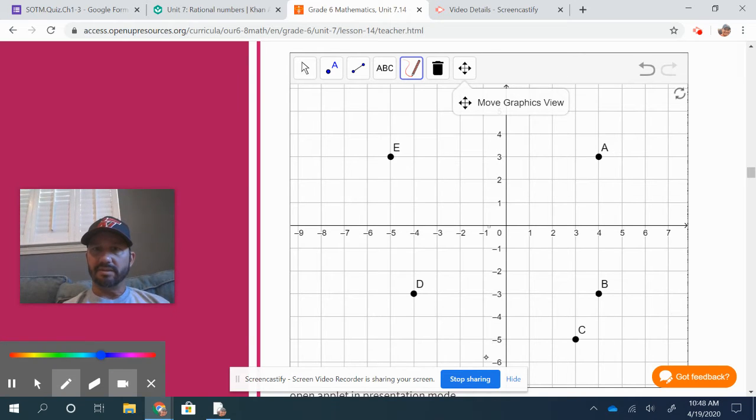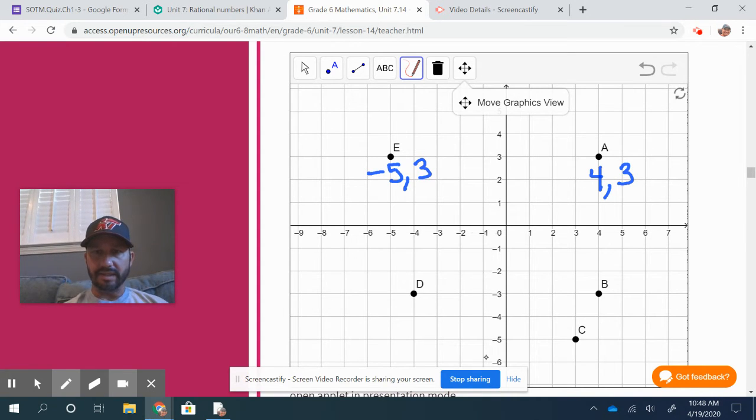This might be easier. So to get to E is where I'm going to start, just because it's to the left. I'm going to go my x-axis first, which is over to -5, and then up to 3. So E is -5, 3. You go over here to A, x-axis first is 4, up to 3. So A is 4, 3.